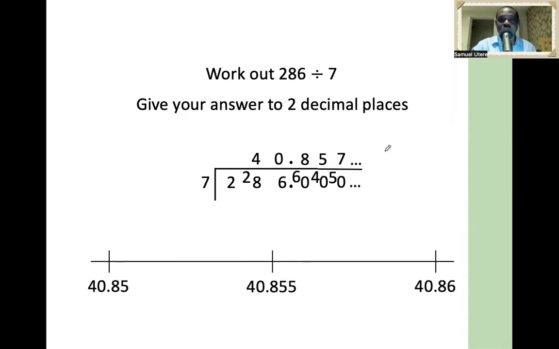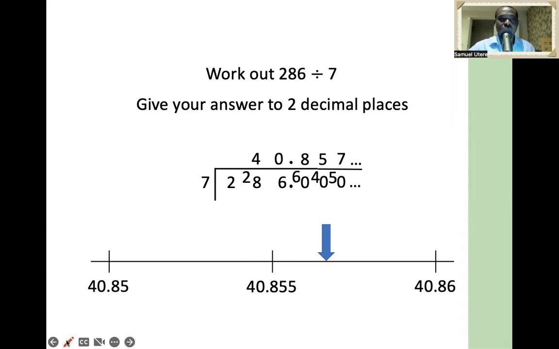Some people do it like this. They look at the two parts of the numbers. So we know that we want to round 40.857. We write 40.85. We write the next number above that, which is 40.86. And then we know that that number should be closer to 40.86.